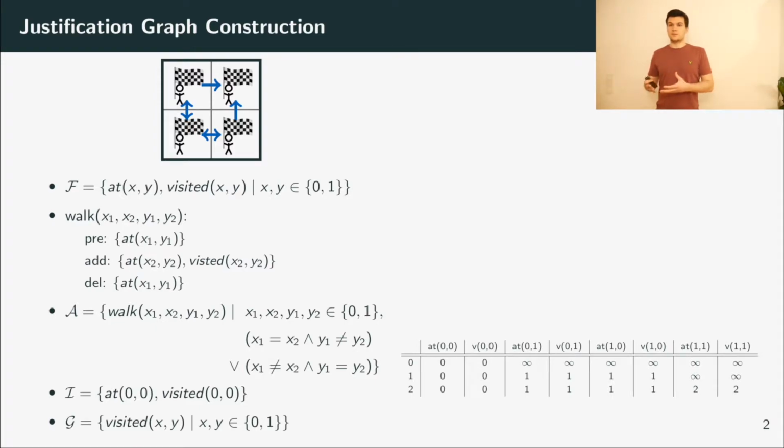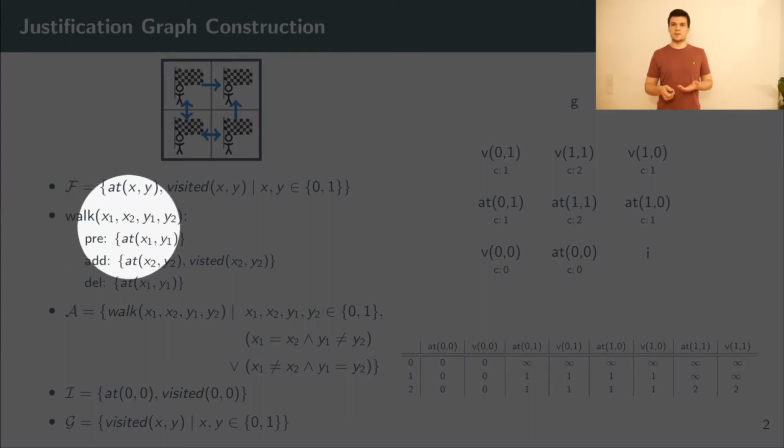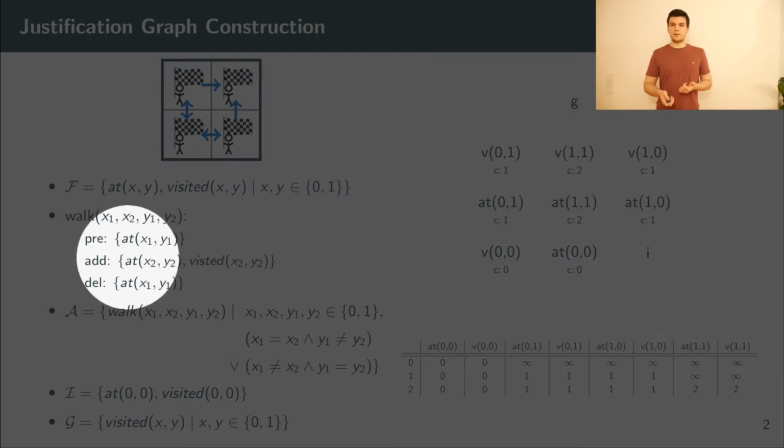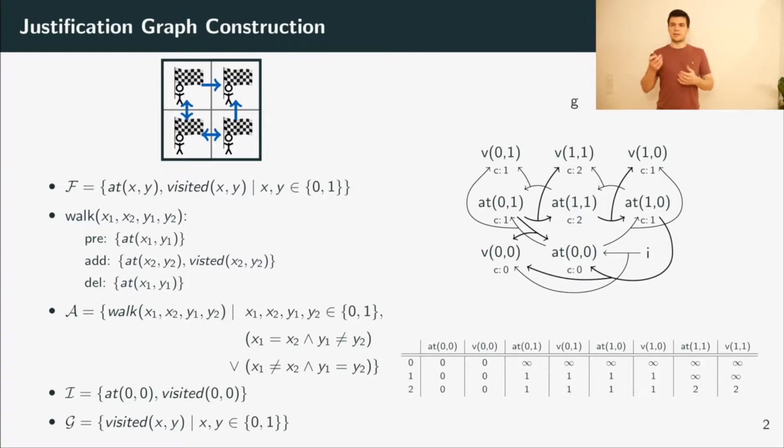Now we want to construct the justification graph, and as nodes we choose all facts in the task. And we also introduce two new nodes, I and G. And now we build edges for each action. For each action we choose the maximal costing precondition judged by the hmax cost and connect it with the whole add list of the action. For our walk action this is really easy because we have only one precondition, so it has to have maximal cost. And then we can just connect it with the add list. If we do this, it looks something like this.